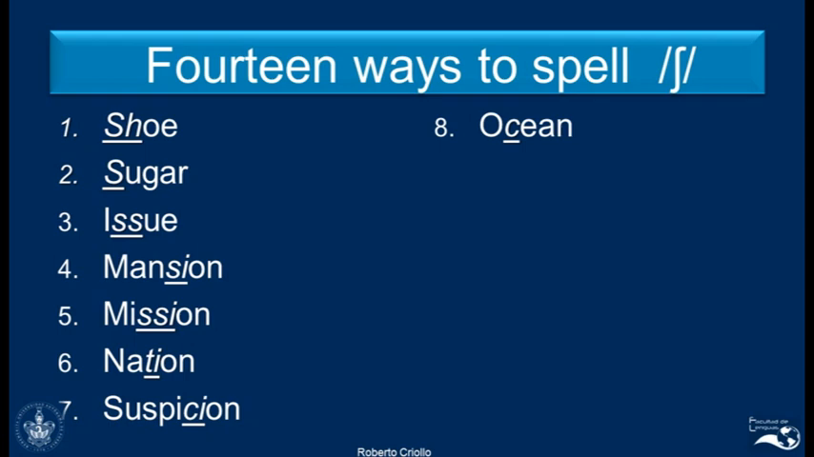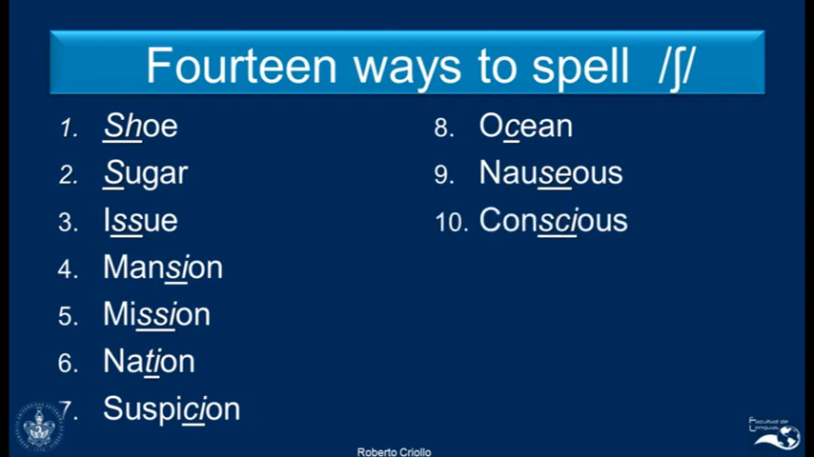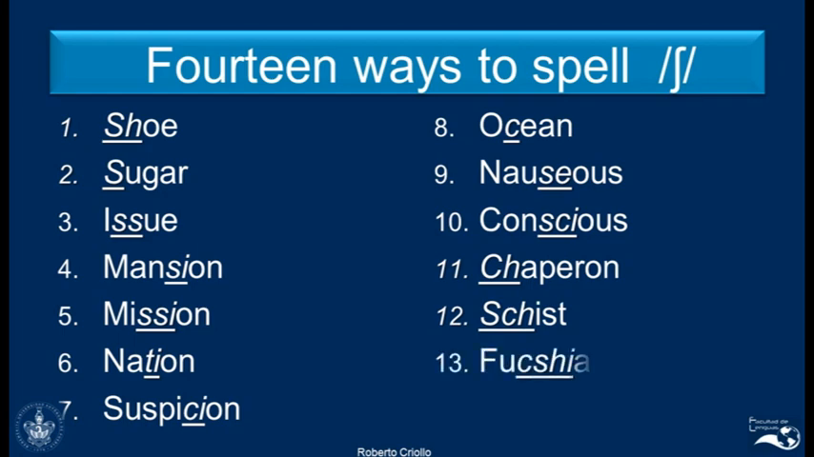In ocean, we have a C before an E. And then in nauseous, we have an S and an E. Conscious involves an S, a C, and an I. And in chaperone, we have a C and an H. In the word schist, we have an S, a C, and an H. And in the word fuchsia, we have a C, an S, an H, and an I. And finally, in this interjection psh, we have a P, an S, and an H. So we can see here that there are 14 different ways to spell the same sound. This is one of the most striking examples to demonstrate the complexity of the English language phonological system.